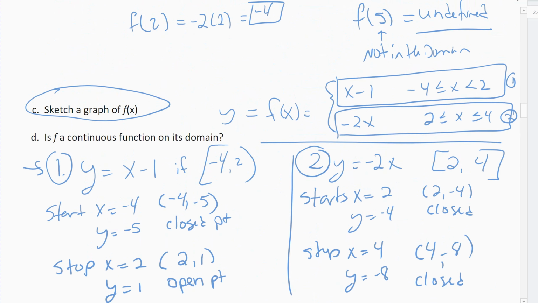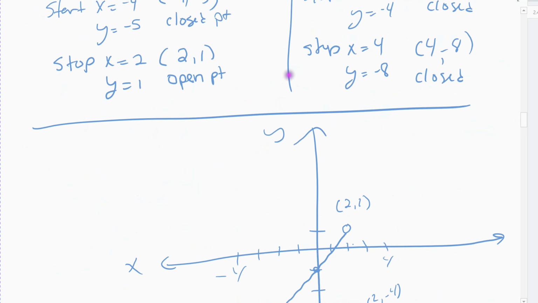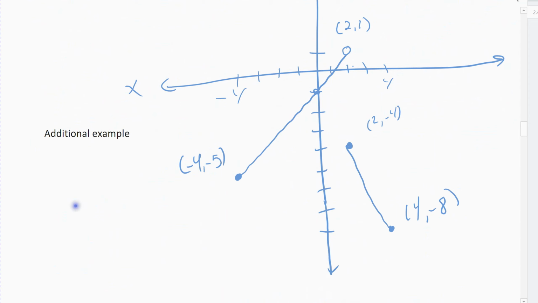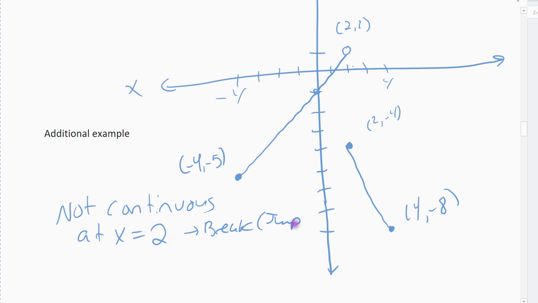And then the last question that was asked was, is the function continuous on its domain? So its domain is between 4 and negative 4. So is it continuous between 4 and negative 4? And the answer is no. It's not continuous. At x equals 2, there's a break or jump in the function.